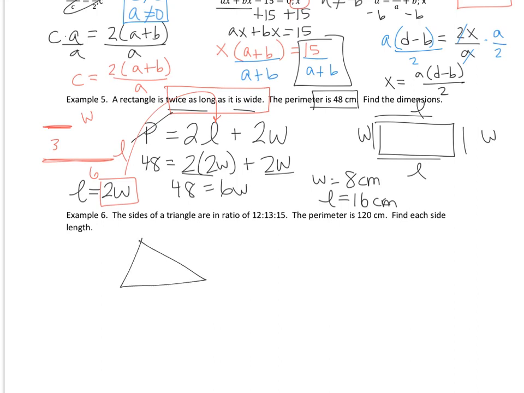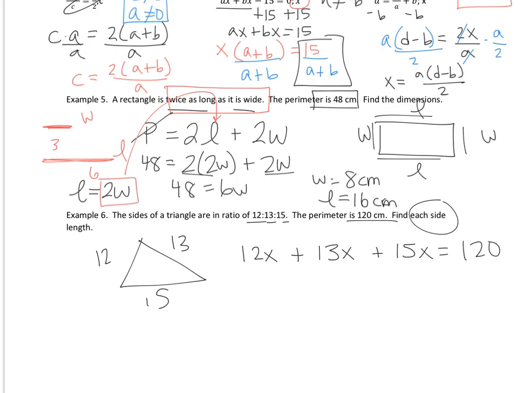In the last example, the sides of a triangle are in ratio. So you have sides of a triangle are in ratio of 12, 13, and 15. The perimeter is 120. Find each side length. So the ratio, it's not the side length. The side length doesn't mean it's 12 plus 13 plus 15. It means that 12 times some scale factor of x plus 13 times the scale factor of x plus 15 times the scale factor of x equals 120.